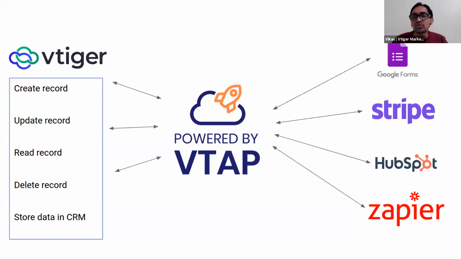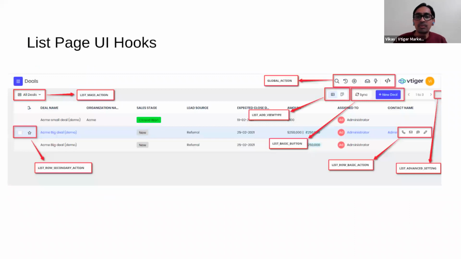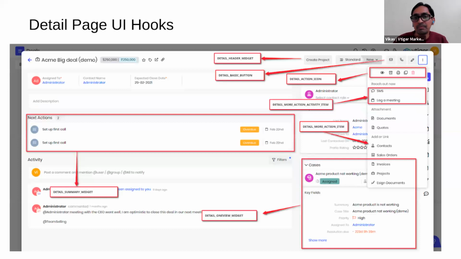Apart from connecting to other applications, the low-code platform has also given you UI hooks within the product. This is a typical list page in Vtiger, and this is where we have given hooks so that you can put in your own custom buttons, icons, and widgets, and bring in additional functionalities that your customers may need. Similarly, this is a detail page, and wherever possible, we have given those hooks so that you can inject special data from other applications.